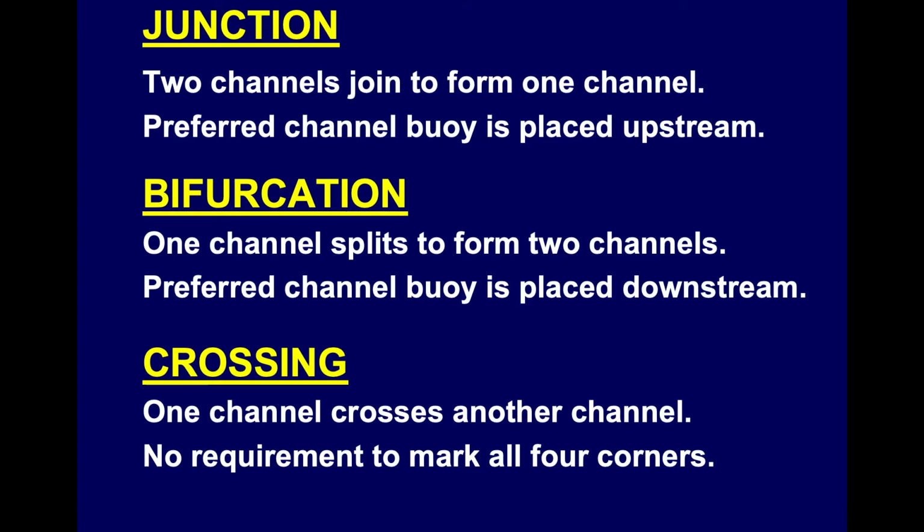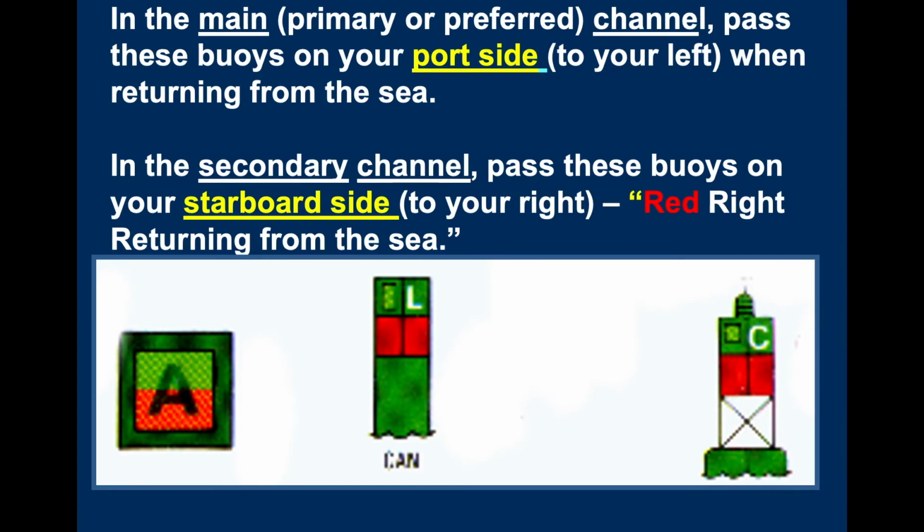A junction is where 2 channels join to form 1 channel. A bifurcation is where 1 channel splits to form 2 channels. A crossing is where 1 channel crosses another channel. In each of these, the top or preferred color is green. So these are all port side markers when returning from sea. The secondary channel, we're going to use like it's a red or a starboard side mark returning from sea. Remember, red, right, returning from sea.